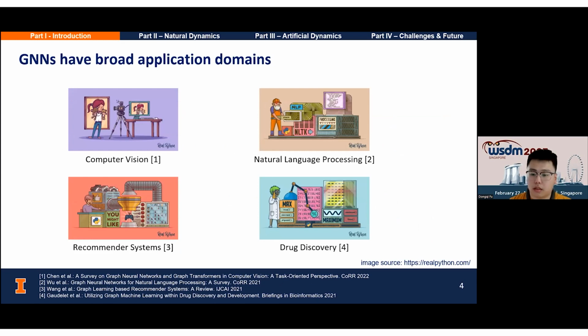Graph neural networks have very broad application domains. In computer vision, graph neural networks can help detect objects by viewing pixels as nodes. In natural language processing, graph neural networks can help classify documents by viewing words as nodes. Also, graph neural networks can help recommend merchandise or discover new drugs. For each application domain, we list the references of some surveys for your information at the bottom.